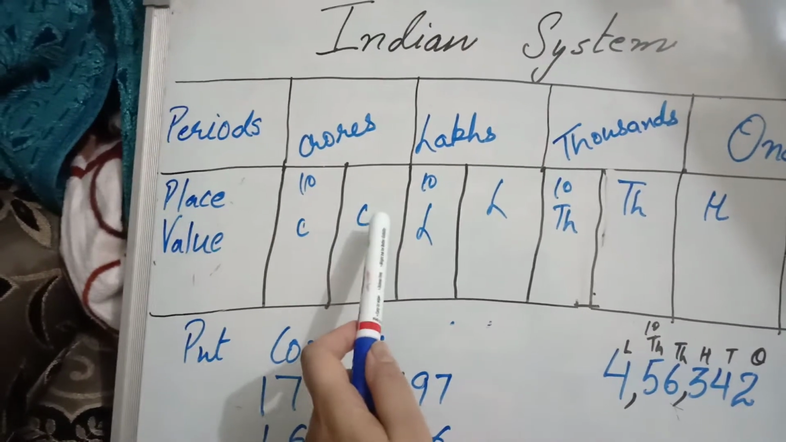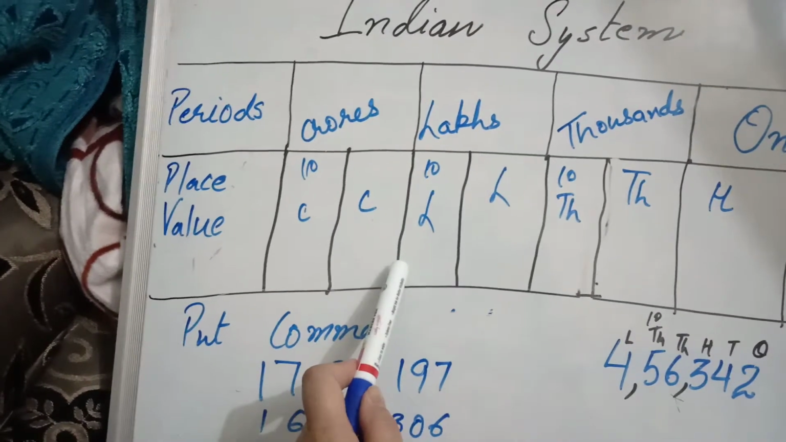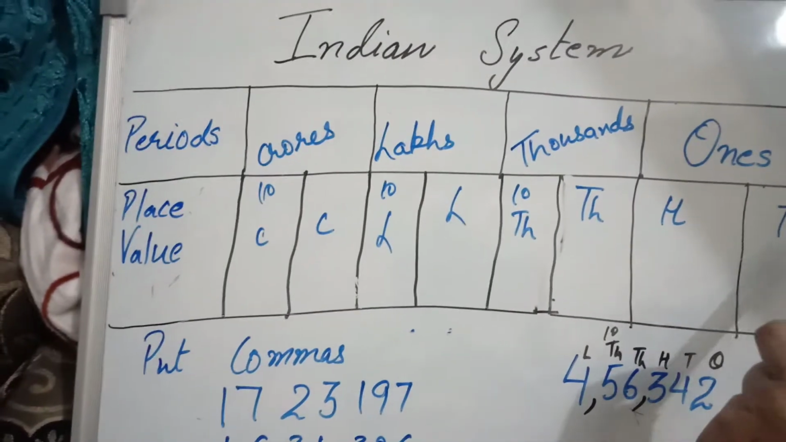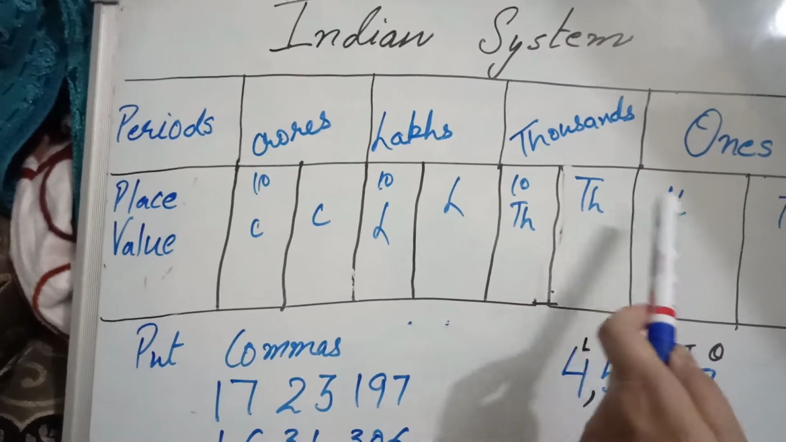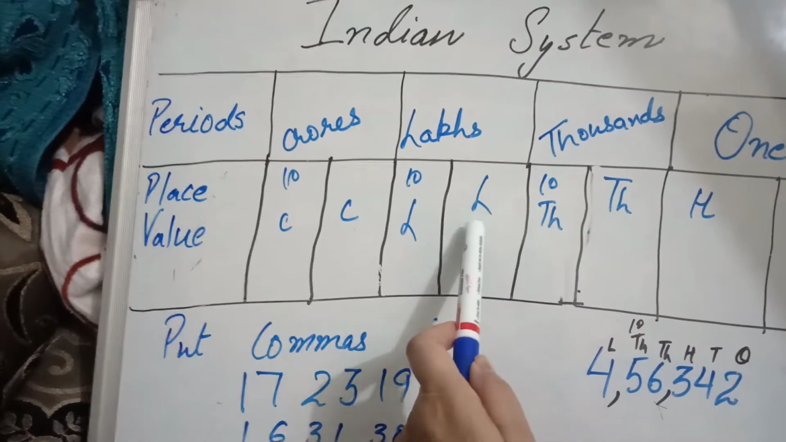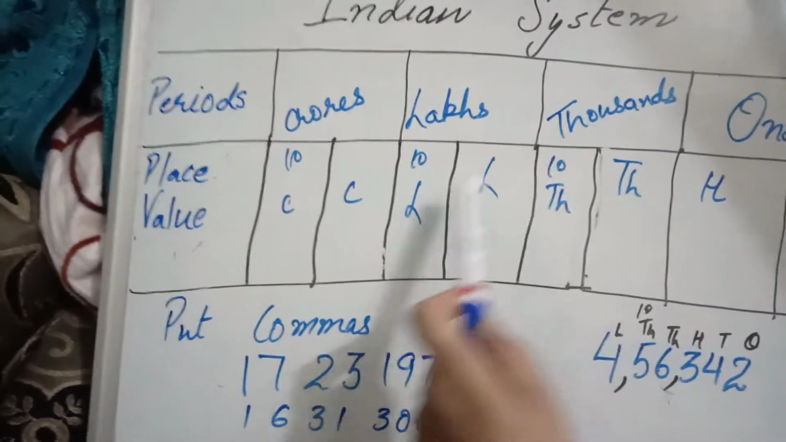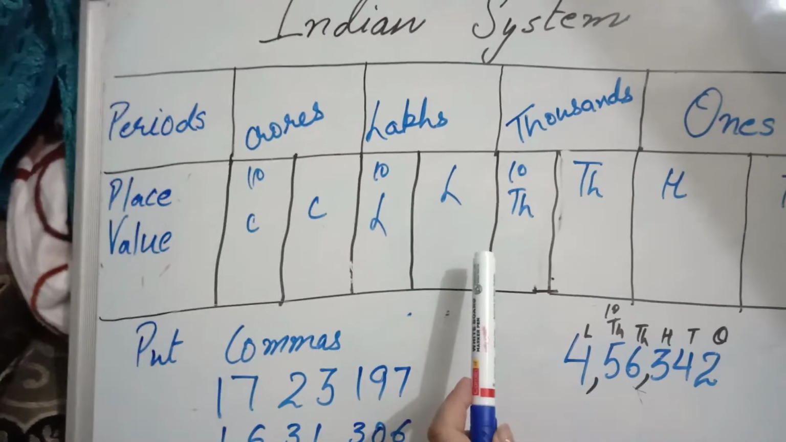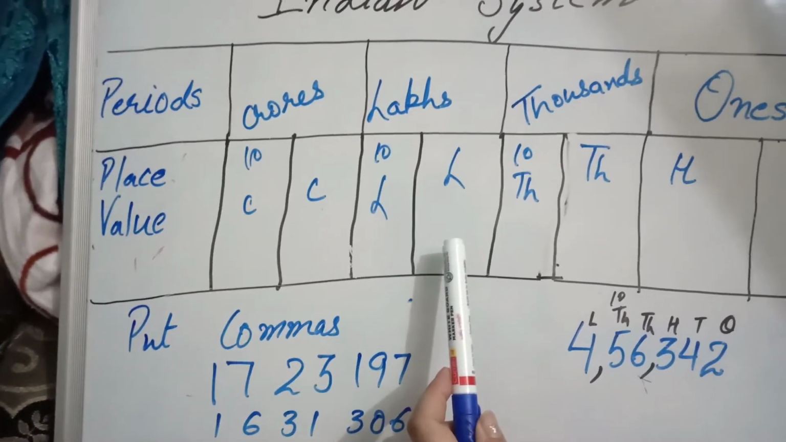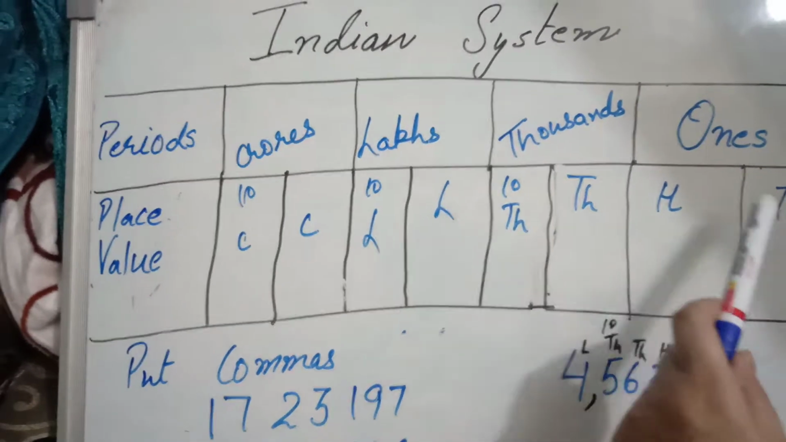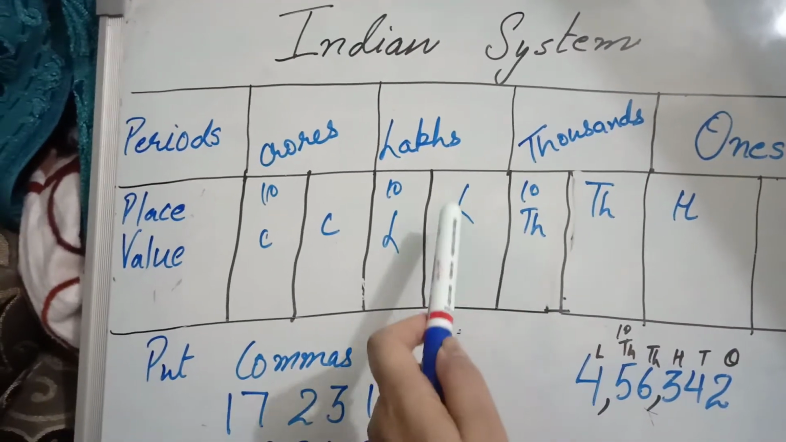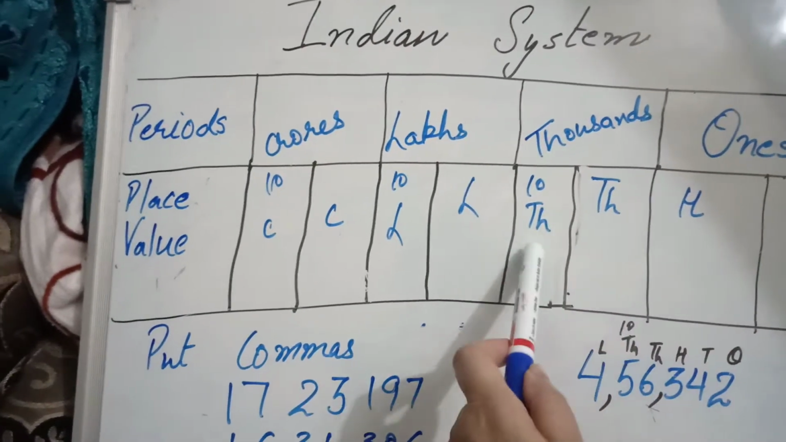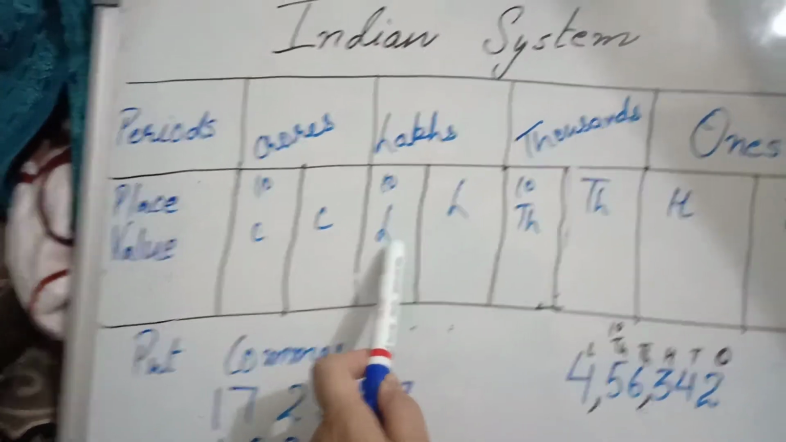Don't worry children, in 4th standard you have to learn up to here. Like ones, tens, hundred, thousand, 10,000, lakh, 10 lakh. If you'll recite it 5 times, you'll be able to understand this chapter. Ones, tens, hundred, thousand, 10,000, lakh, 10 lakh.